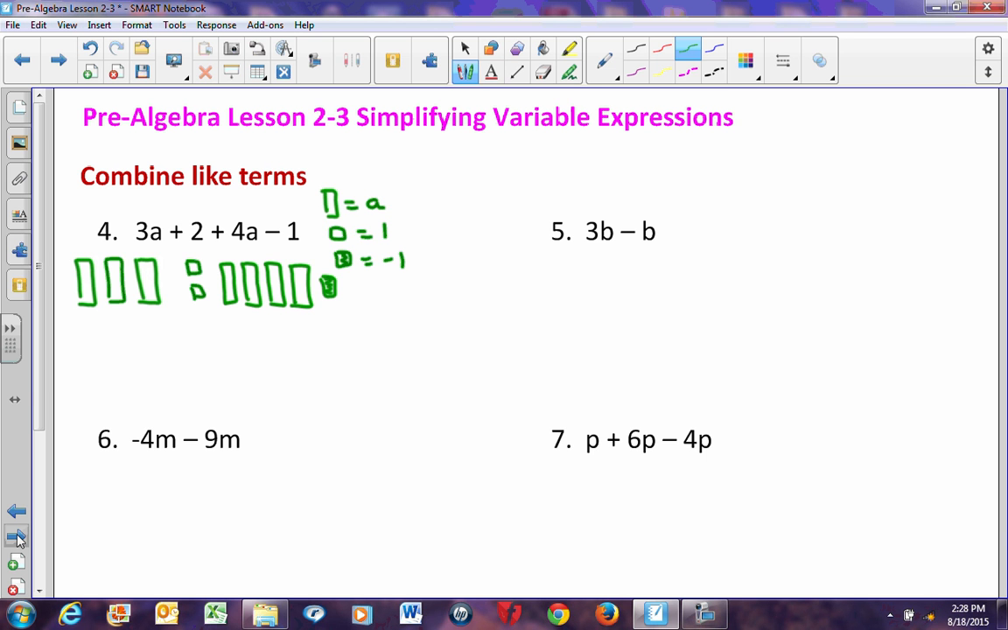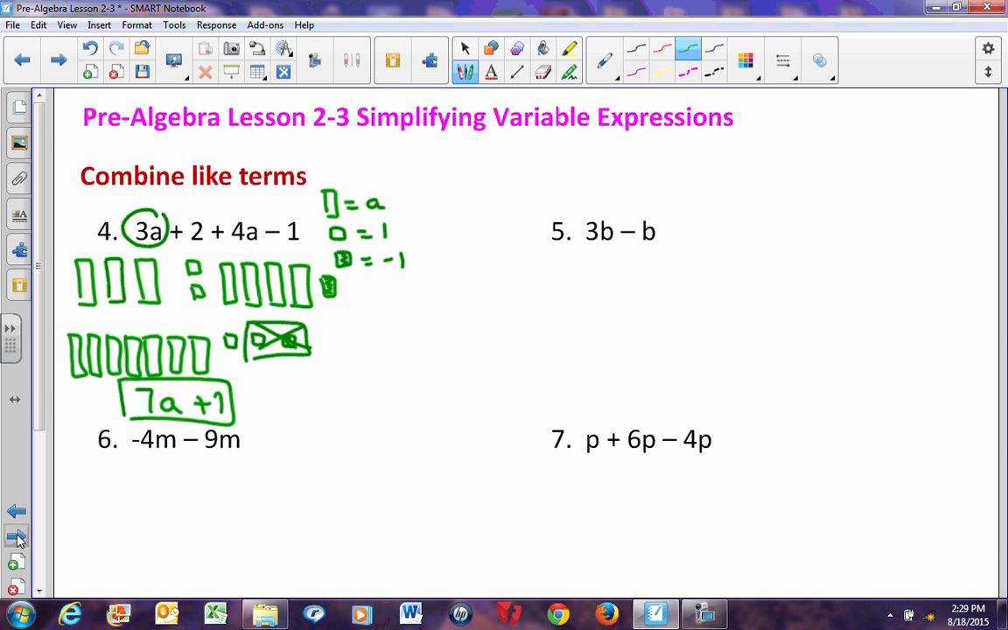So I was going to combine those. 1, 2, 3, 4, 5, 6, 7, 1, 2, 1 solid. So there we go. So if I combine those, I have 7a. If you notice, this becomes 0, so it'll go away. But using algebra tiles can be very cumbersome and very annoying. So just as easily I could have said, oh, 3a's and 4a's, 3 plus 4 is 7, that's my 7a, and then positive 2 and then negative 1 becomes positive 1.